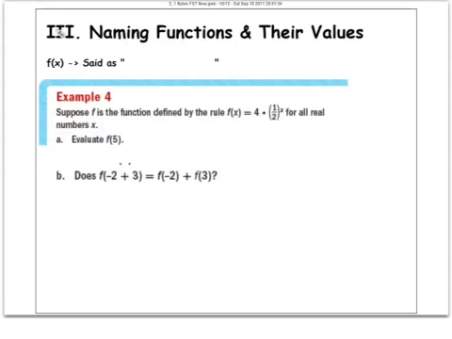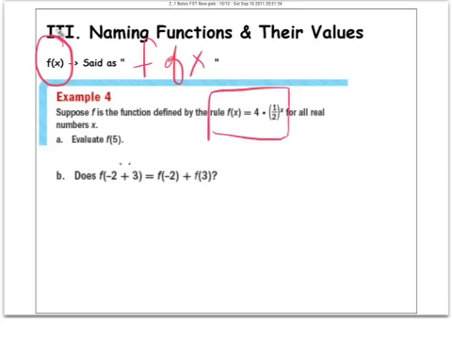Now we're almost done. This slide is a pretty easy one. This notation right here, just know how to say it. It is said as "f of x." Okay, here's the question. Suppose f is the function defined by this rule right here.